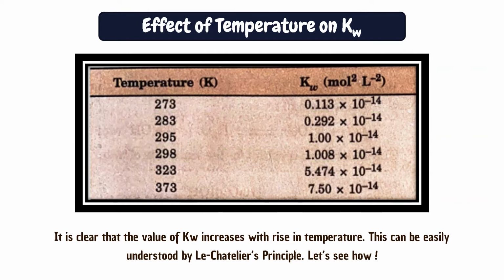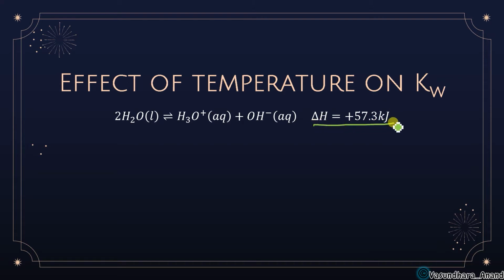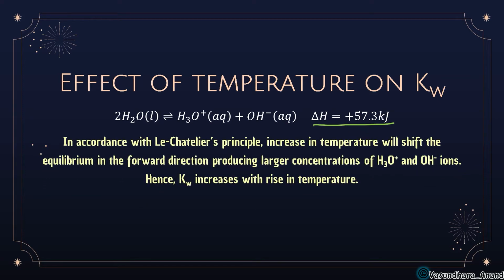Let's see how. The effect of temperature on Kw: in this equation, instead of writing H2O plus H2O, I can write 2H2O, which gives H3O plus and OH minus. Here the delta H, the enthalpy, is plus 57.3 kilojoule. Got it? In accordance with this, plus means it is endothermic. Plus shows that it is an endothermic reaction.